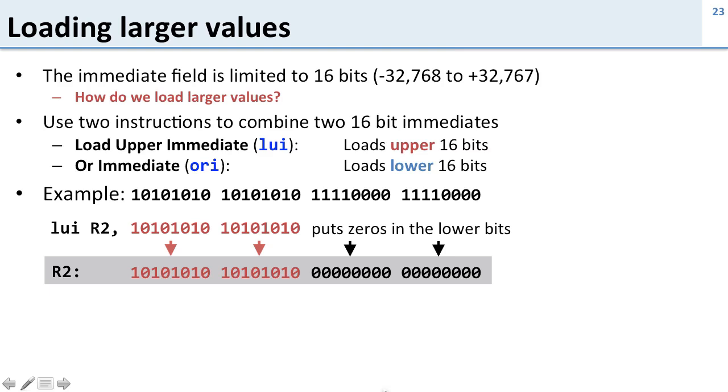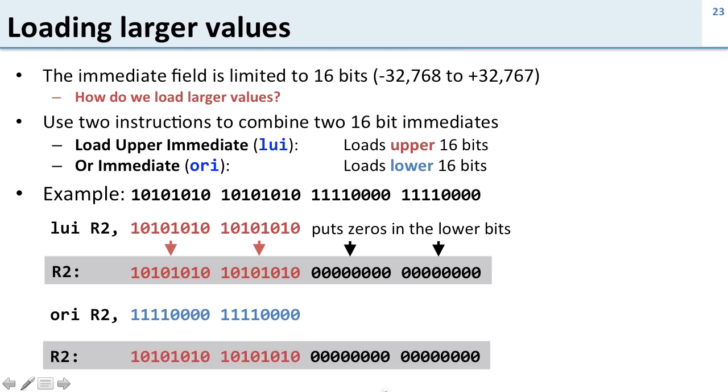Now we need to load the lower part. So now we call OR immediate R2 again with the other half of the 16-bit value. And what this does is it ORs that value into the lower parts of it and gives us the final value. Now this works because load upper immediate put zeros in here. So when we put zeros in here, when we OR the zeros with something, we get all the ones to come through, and so we get the right value.